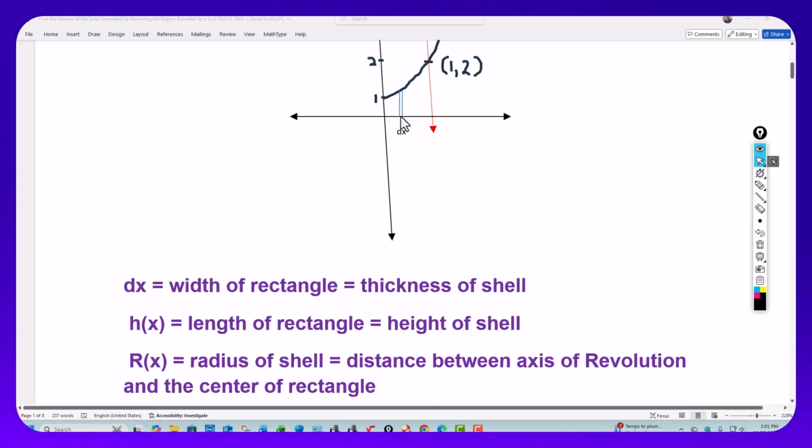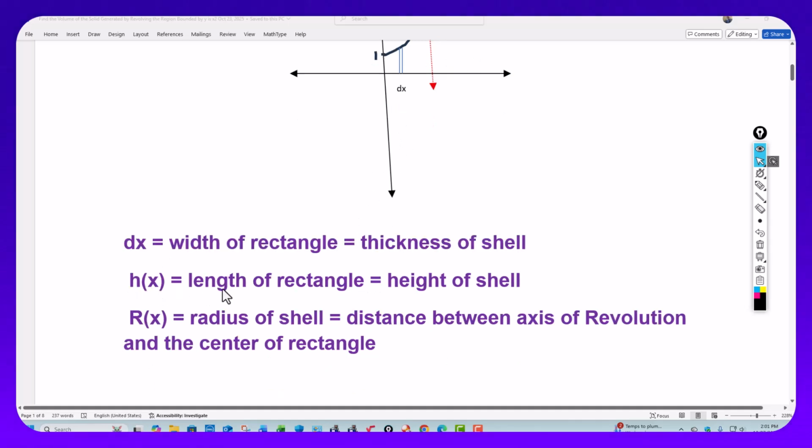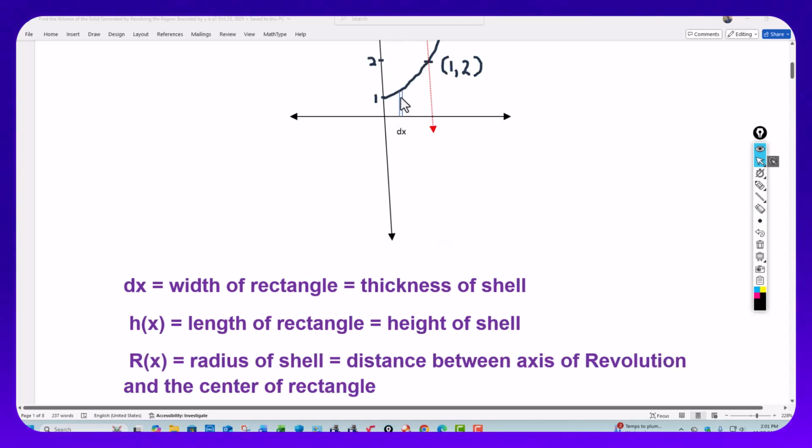So what we need here, we rotate this, like I said, around the y-axis. In this case, because this is parallel to the y-axis, but perpendicular to the x-axis, the variable of integration is x. So this would be the width here, or thickness of the shell as it rotates, dx. And then h of x will be the length of the rectangle. So we need this distance here from the x-axis to the end of the rectangle.